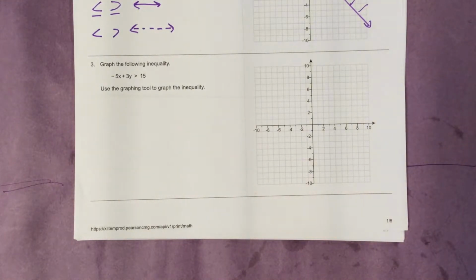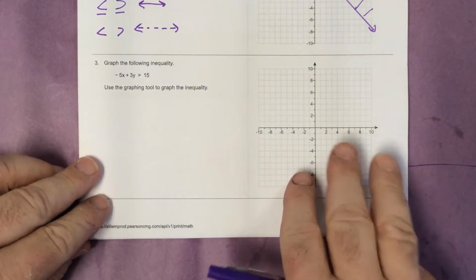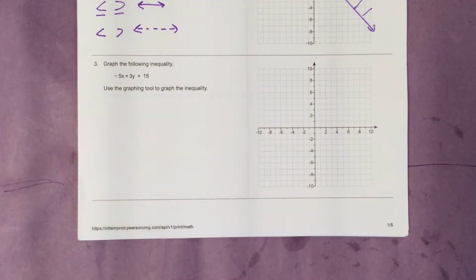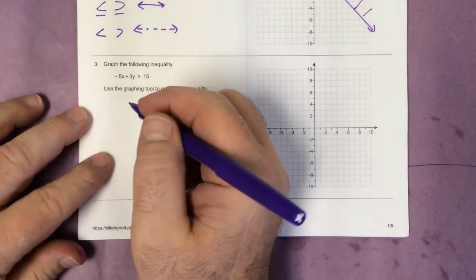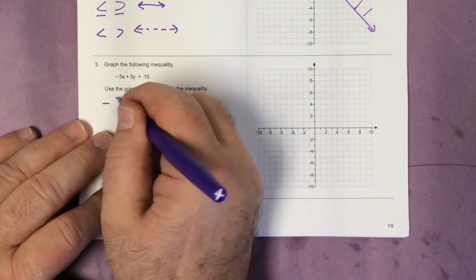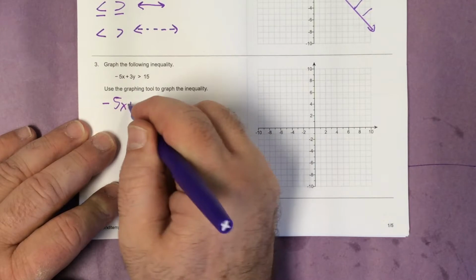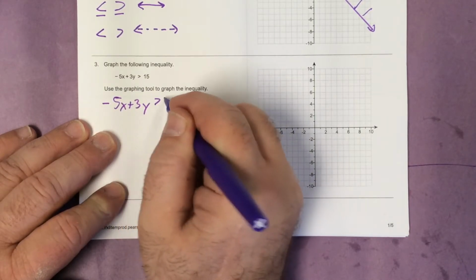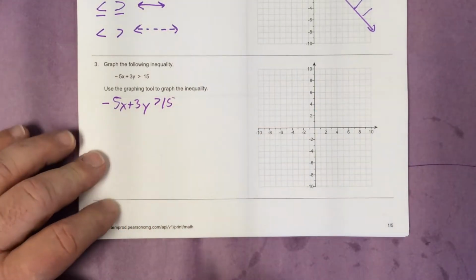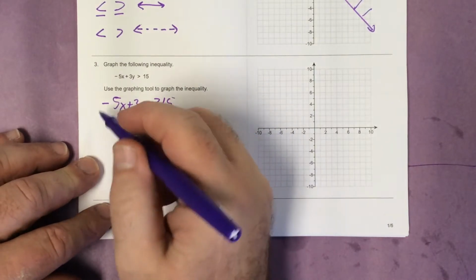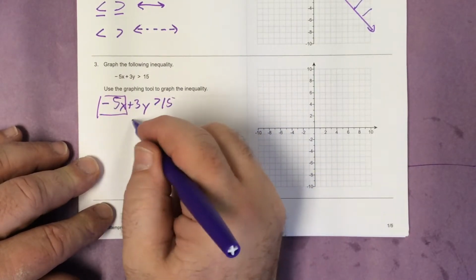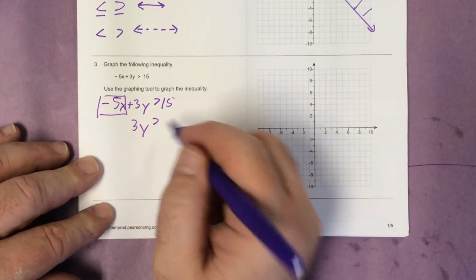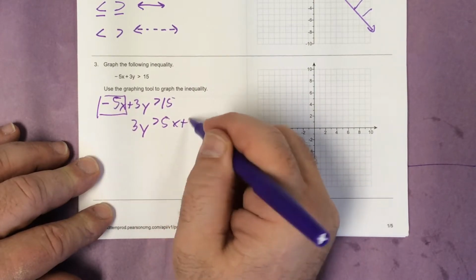It says graph the following inequality, and it gives us negative 5x plus 3y is greater than 15. So the first thing I've got to do is, I have an inequality written in standard form. I'm going to write that in slope-intercept form. So remember, whenever you're going from standard form to slope-intercept form, we always want to make sure to move the x. So in order to do that, let me go ahead and box this. I'm going to write this as 3y is greater than 5x plus 15.